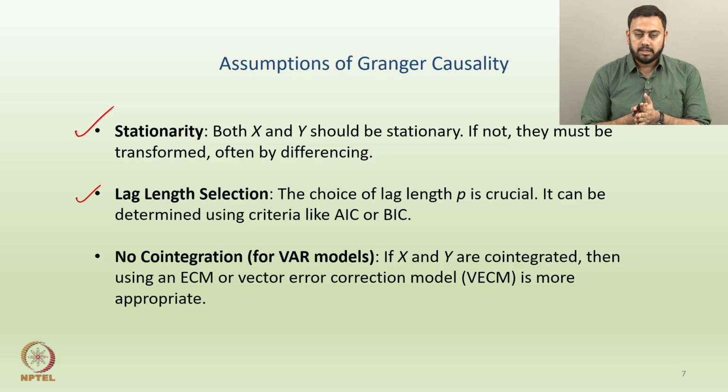Then the second assumption is lag length selection. If you remember, once we construct that regression equation, the summation ran from i going from 1 to p and j going from 1 to p, so we fix the lag length to be p there. The choice of fixing that lag length, let us say p or some other number, is crucial, and this can be determined by using criteria like AIC and BIC.